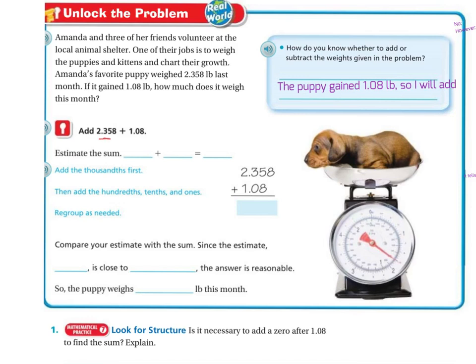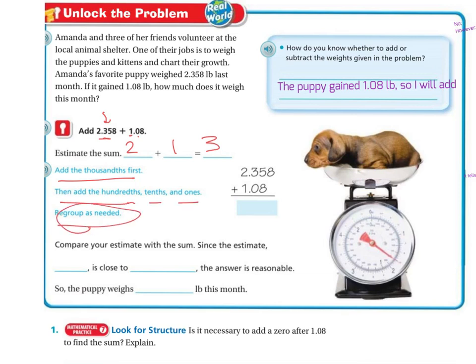2.3, I look at the second number after the decimal, and the 3 is not big enough because it's not 5 or more to change the 2. So we're going to make this 2. And I look at the 1, and the 0 definitely cannot change the 1. So this is going to be 2 plus 1. So our sum is going to be 3. Then they want us to add the thousandths, add the hundredths, tenths, ones, and then regroup as needed.